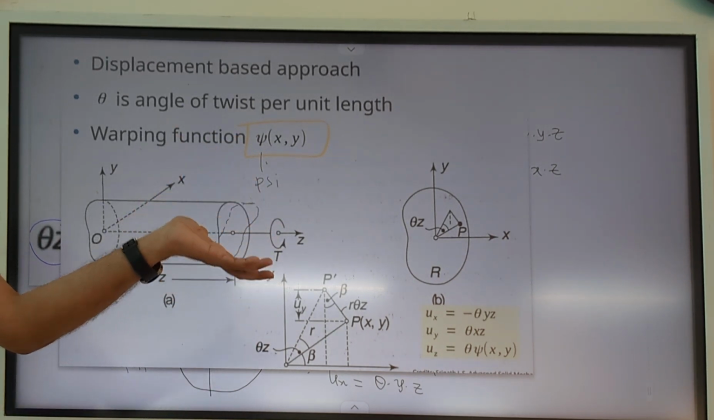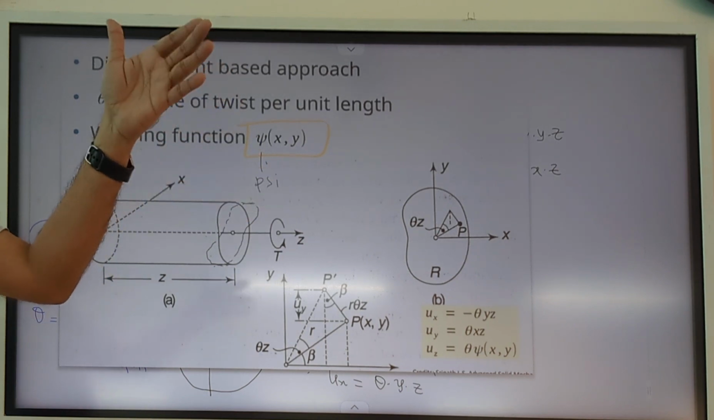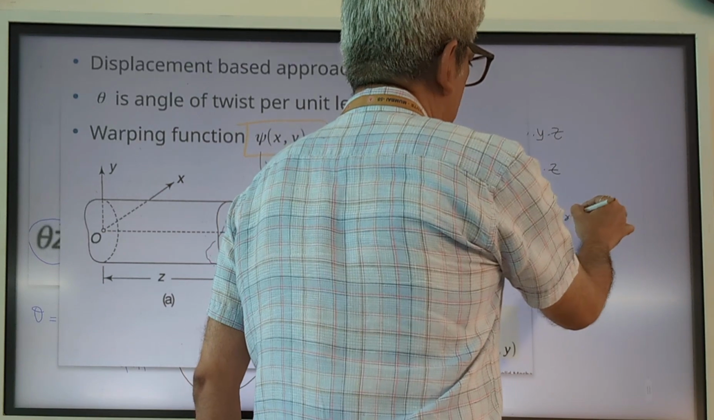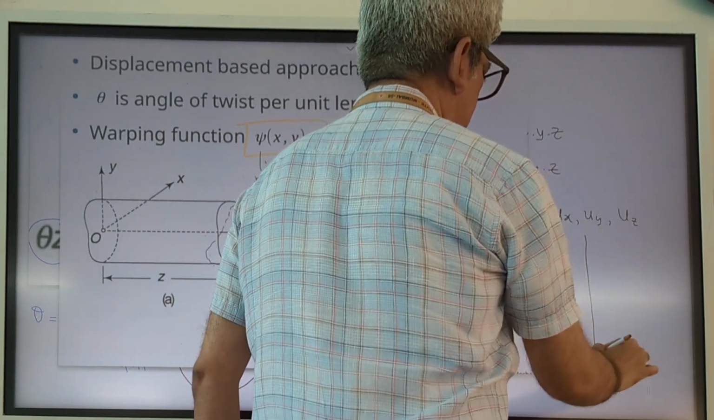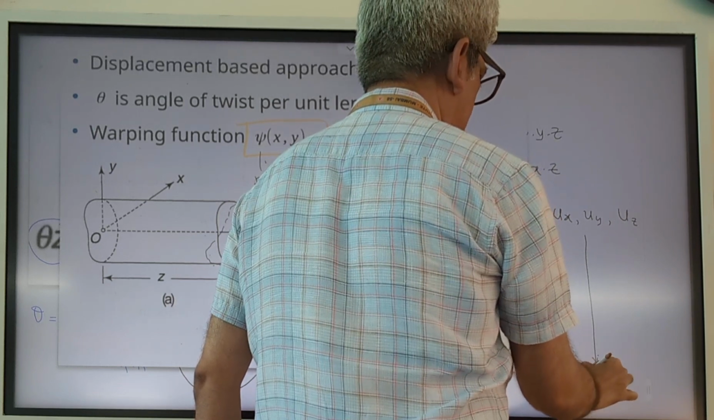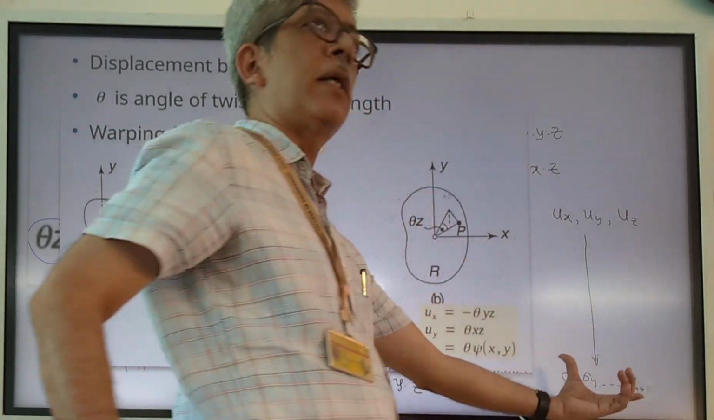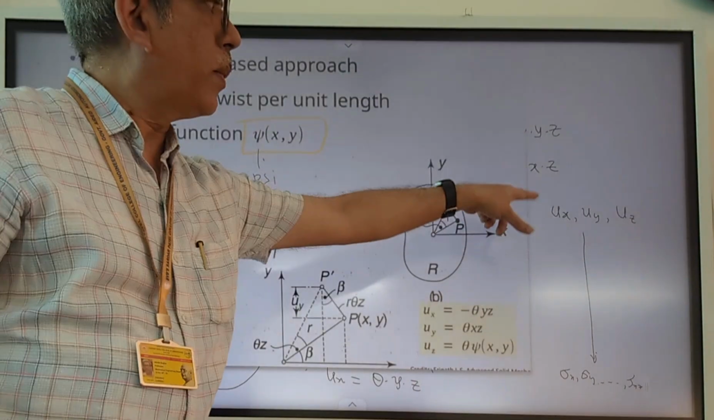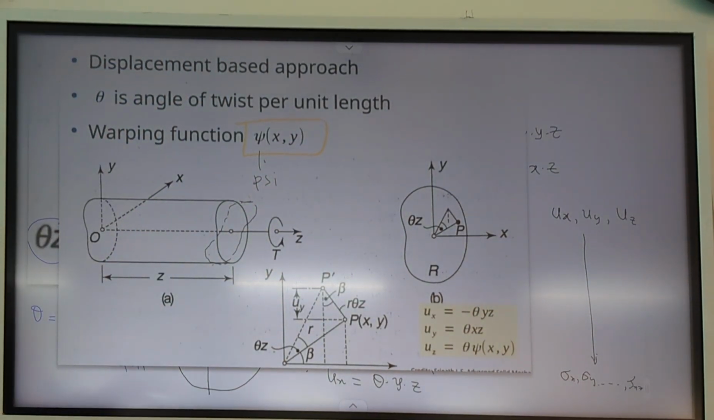In the next slide, we will see that from this one can derive the expression for the stresses. So what we have right now is ux, uy, and uz. And ultimately, we want to calculate sigma x, sigma y up to tau xz. So all the six stress components one would like to calculate from the values of ux, uy, uz. That is called the displacement approach for stress analysis.